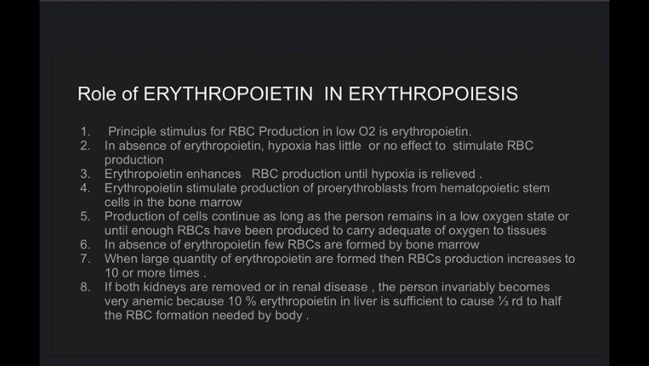It means जब तक हाइपोक्सिक कंडीशन ओवरकम नहीं हो जाती तब तक सेल्स की प्रोडक्शन को एरिथ्रोपोइटिन स्टिमुलेट करता है. And in the absence of erythropoietin, few RBCs are formed by bone marrow. And when a large quantity of erythropoietin is formed, अगर erythropoietin की अमाउंट ज़्यादा बढ़ जाती है तो RBCs की प्रोडक्शन 10 और उससे ज़्यादा टाइम से इंक्रीज हो जाती है.